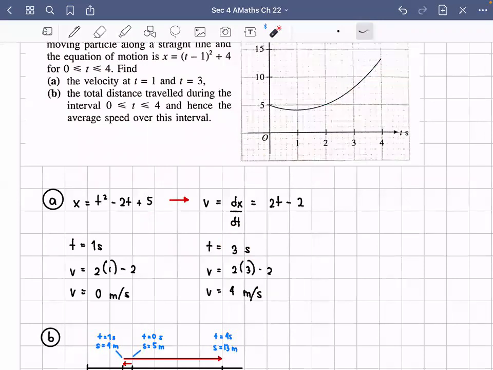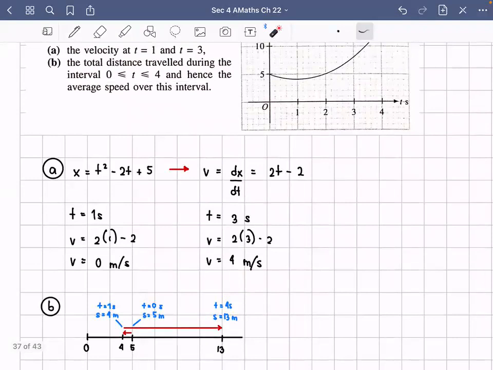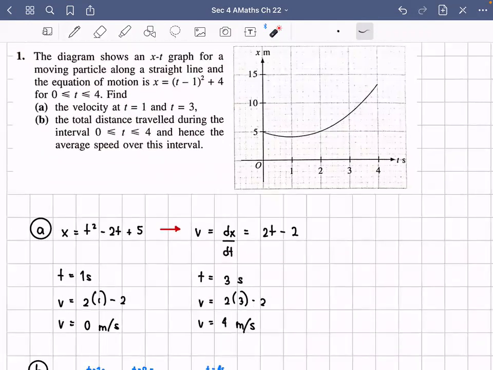Okay, and then let's have letter B. So letter B, let's find the total distance traveled during the interval, for t values starting from 0 until 4, and hence the average speed over this interval. So class, listen. Look at this graph. It's asking for the total distance, right? Now, if you're given a curve, you don't have to find the area under the curve here. So just observe your graph here.